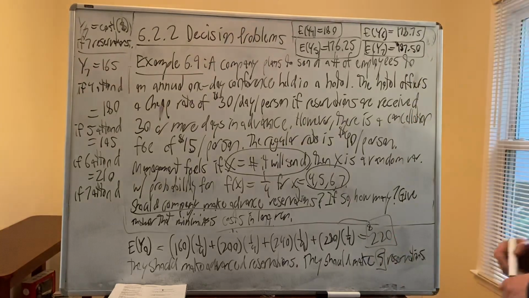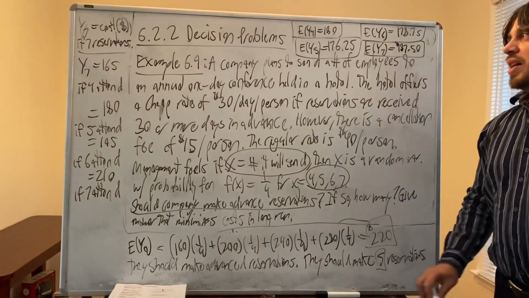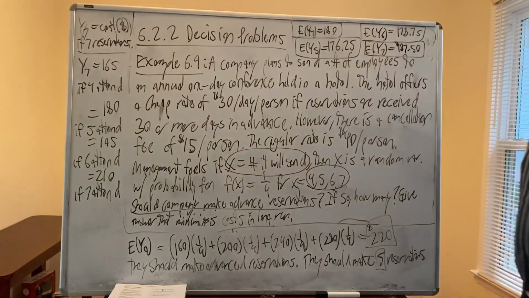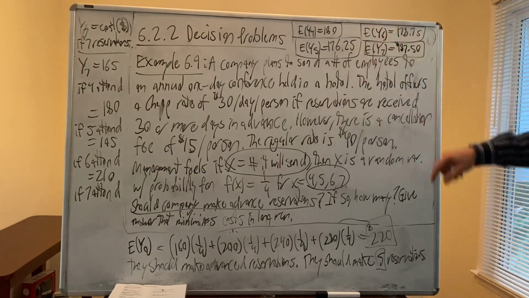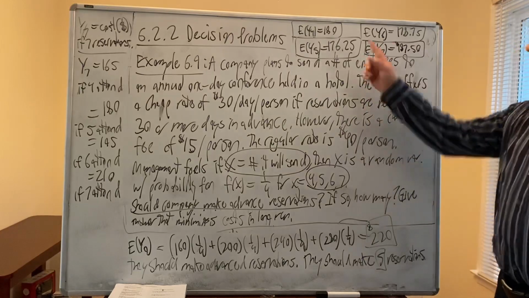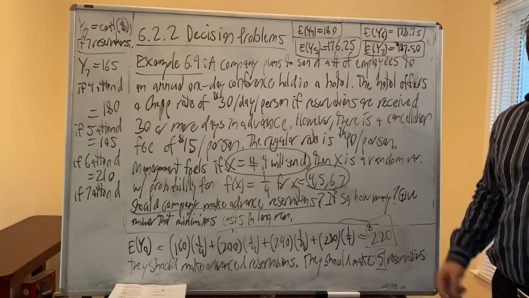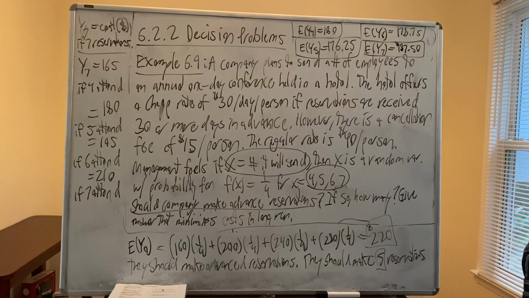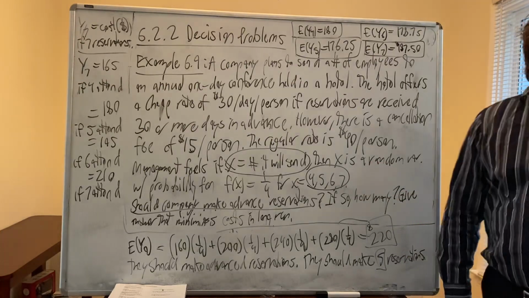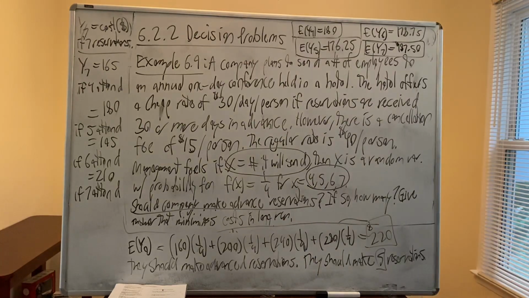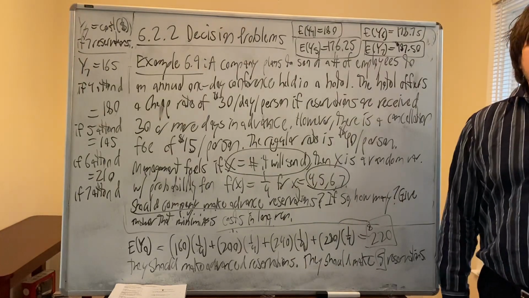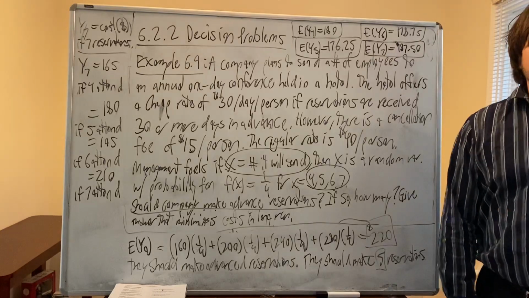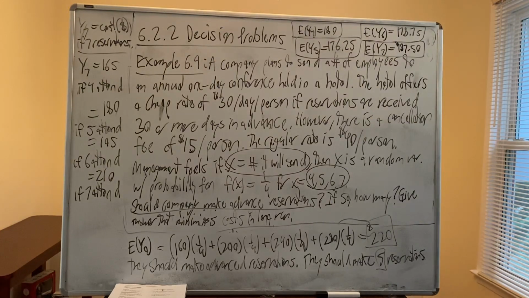Okay, so they should make 5 reservations because E of Y sub i is smallest when i is 5. E of Y sub 5 is smaller than E of Y sub 4, E of Y sub 6, and E of Y sub 7. 176.25 is the smallest of those numbers, and it's smaller than this one. Okay, and so that answers both questions. The company should make advance reservations. They should make exactly 5 to minimize the cost in the long run of sending employees to this hotel. Okay, and so that's example 6.9.